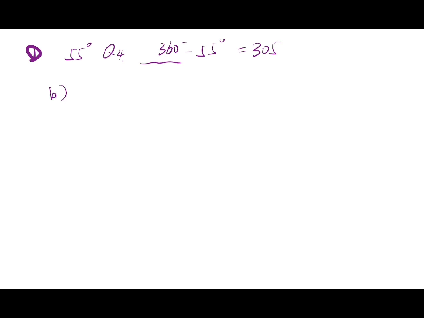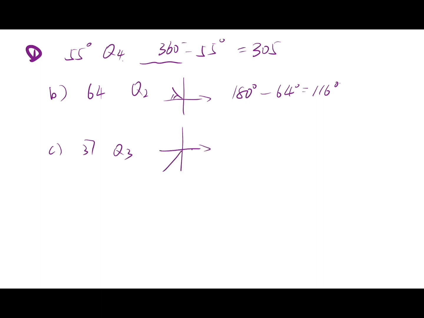And for B, it is 64 and is in quadrant 2, and for quadrant 2 we need to use 180 minus 64, so it's 116. And for C, 37 in quadrant 3, and for quadrant 3 we need to use 180 plus the reference angle, so it's 180 plus 37 equals 217.